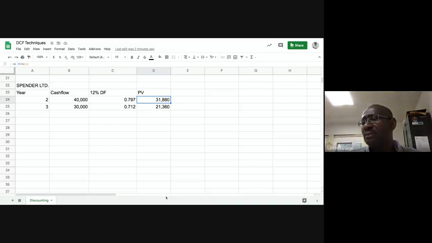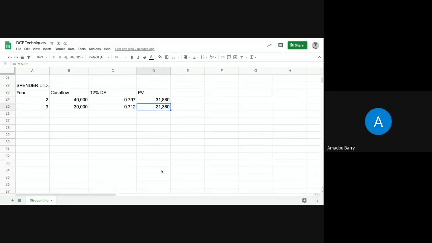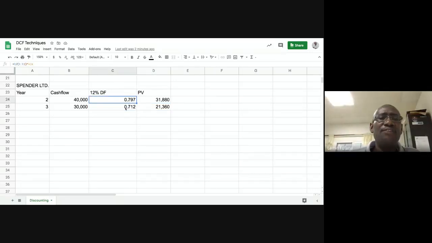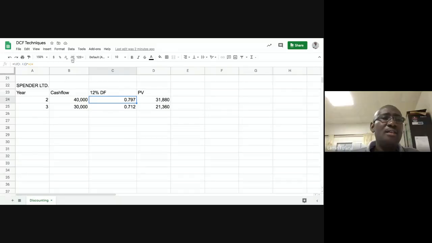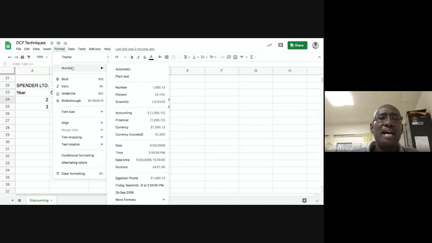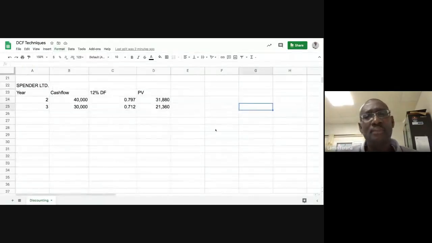Do you understand? Right. But do you need to format the cells first? Yeah, you can format it. Yes, I've already formatted this to 3 decimal places. No, I mean, is it going to be accounting or financial? Actually, any accounting will give you the $ sign, which you don't want. So you can either use the financial or the number formatting. Any of those two.